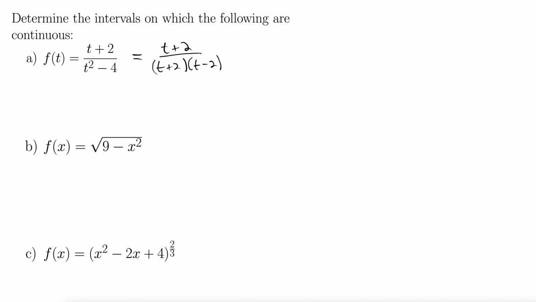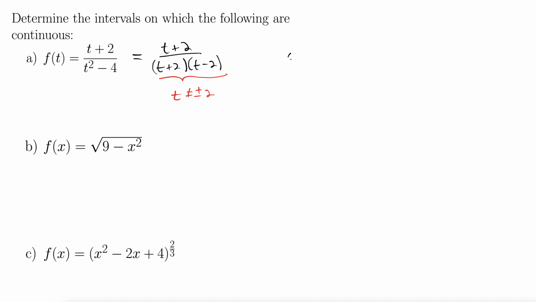And remember, you don't want to cancel before finding your domain. So right away, I can see that there's two forbidden values, anything that's going to give us 0 in the bottom. So t does not equal plus or minus 2. So I'd say everywhere else, this function is continuous.